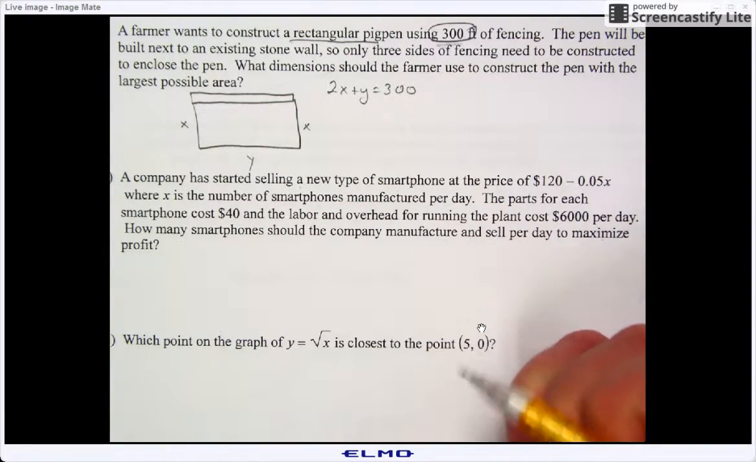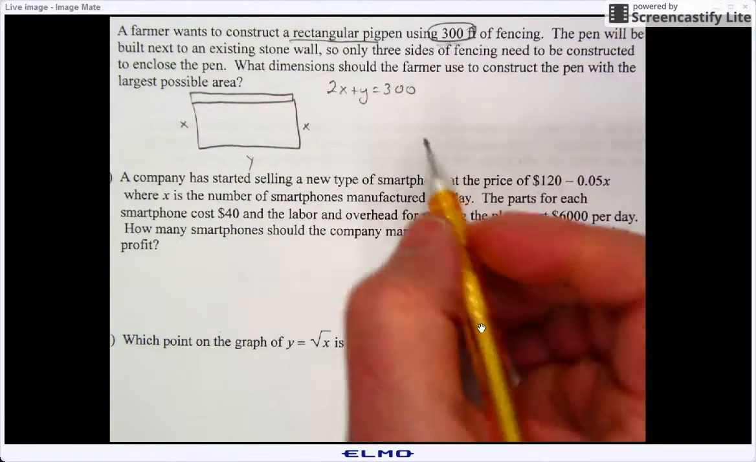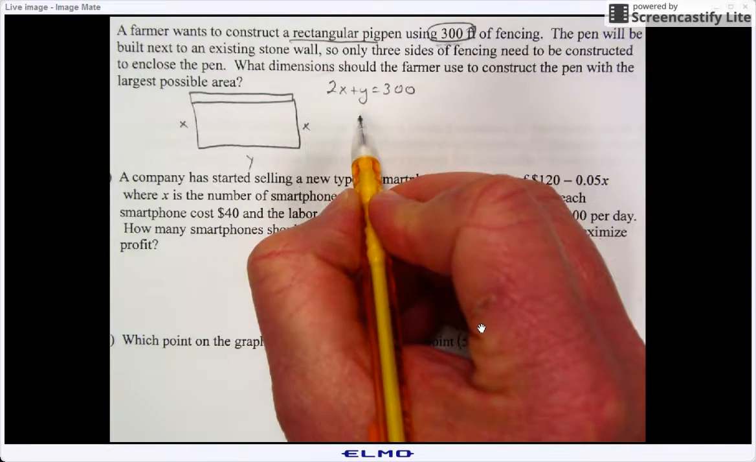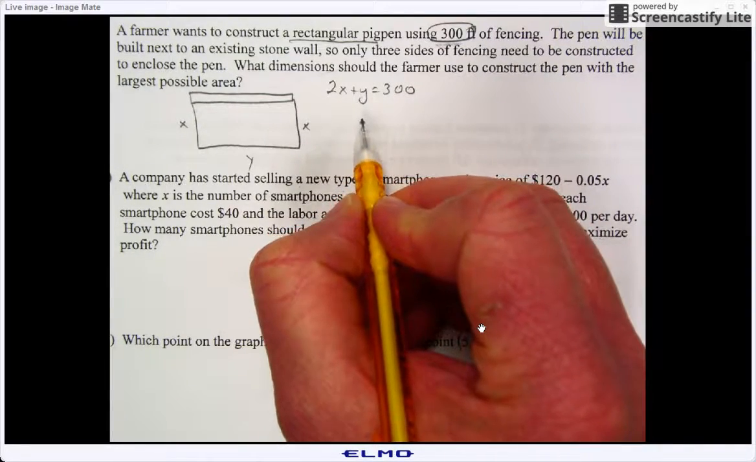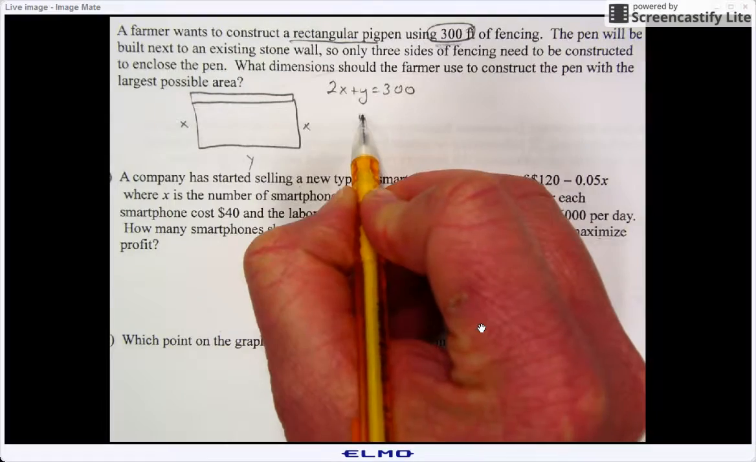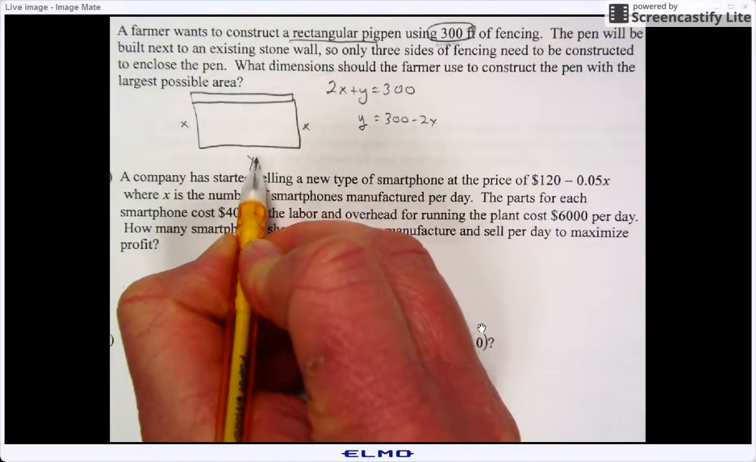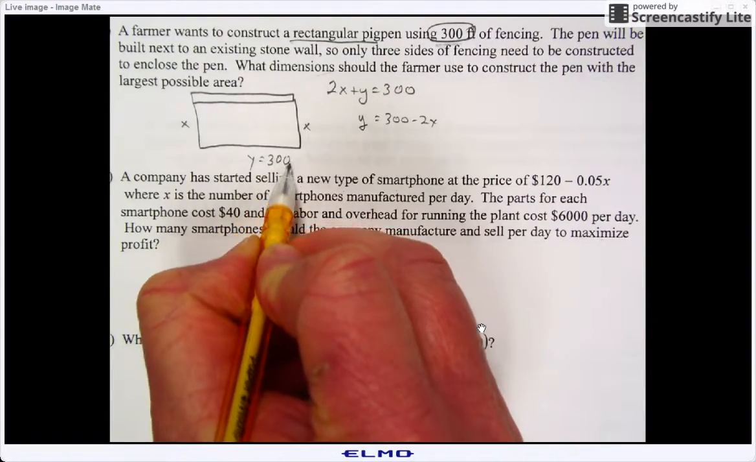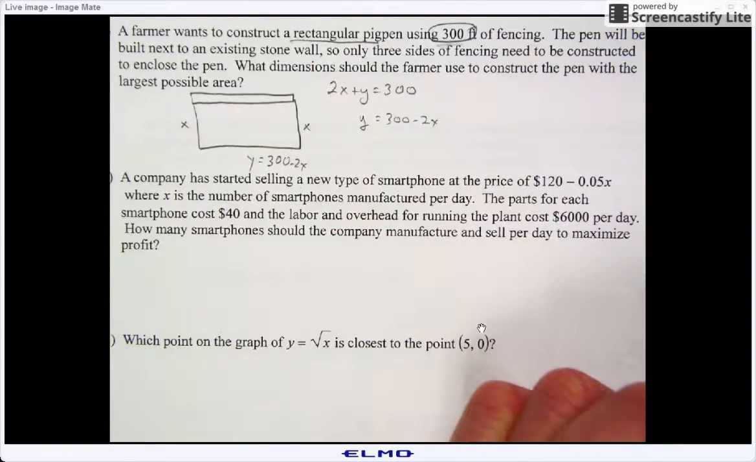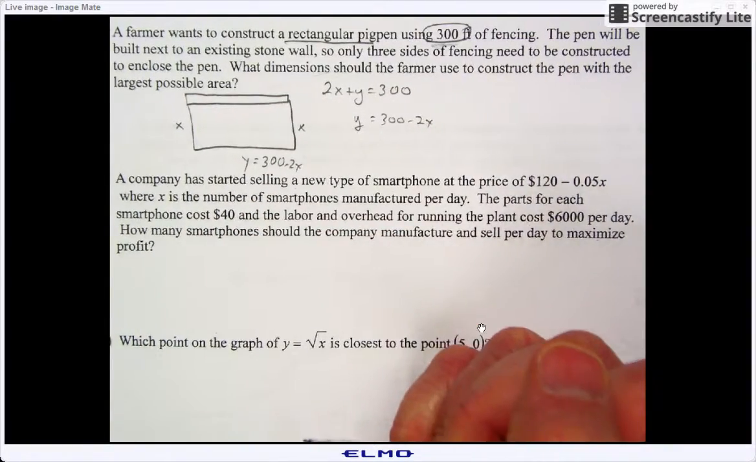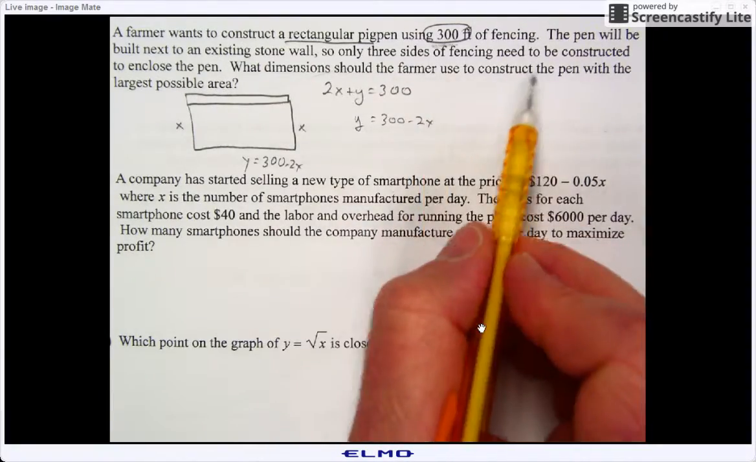And the reason we do that is we want to get everything in terms of x, because we don't want to do related rates. We don't want to do two variables. So y equals 300 minus 2x. So that you can rewrite this side as 300 minus 2x. Okay.